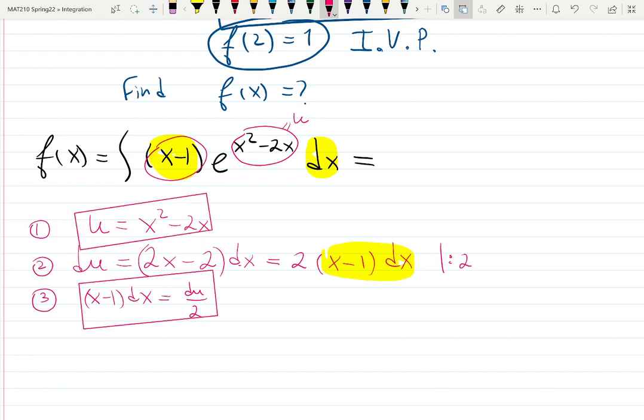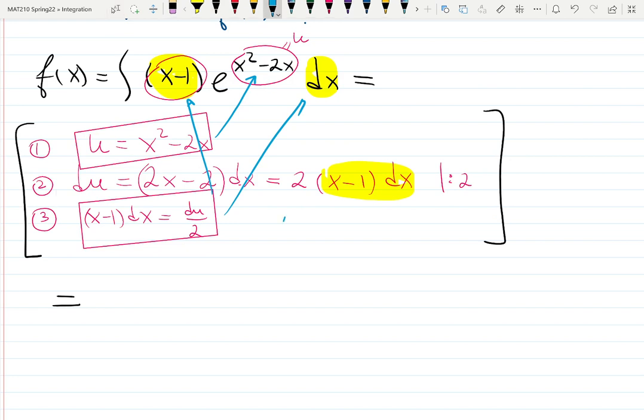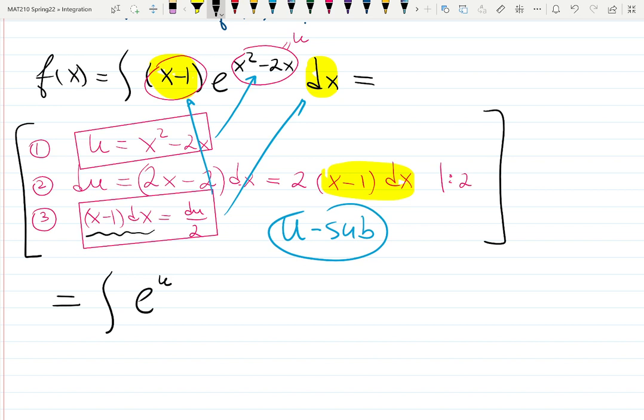We'll plug these two into the integral. Let's see how it works. U goes up to the exponent. X minus 1 dx becomes du over 2. So the integral will be, I usually put this in the box like so, so visually you can see where u substitution is being used. This is u sub. Integral of e to the u and then x minus 1 dx, as you can see from here, is du over 2. Kick out 1/2 outside of the integral.